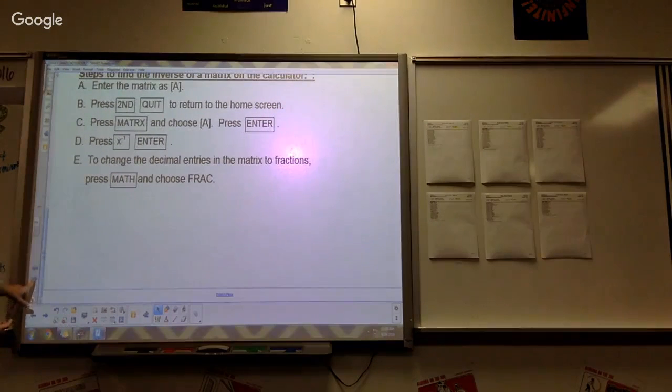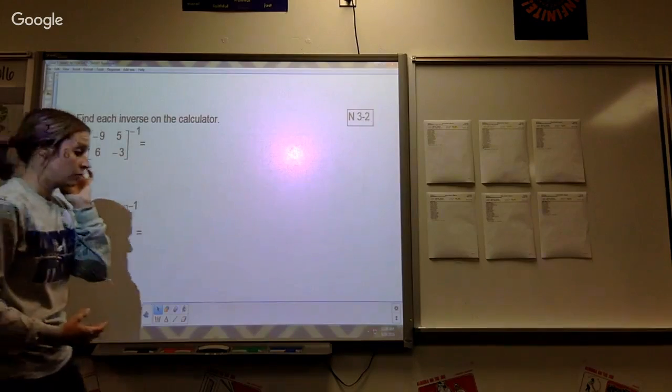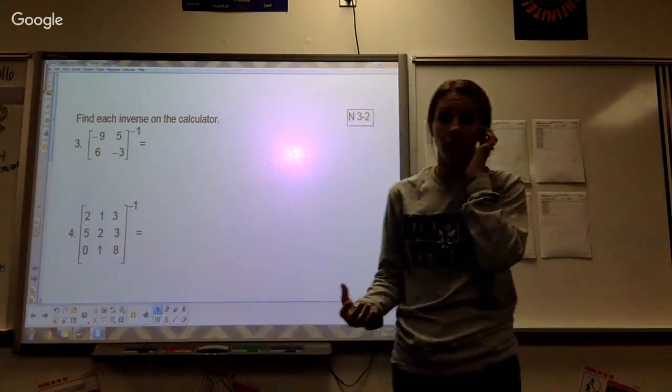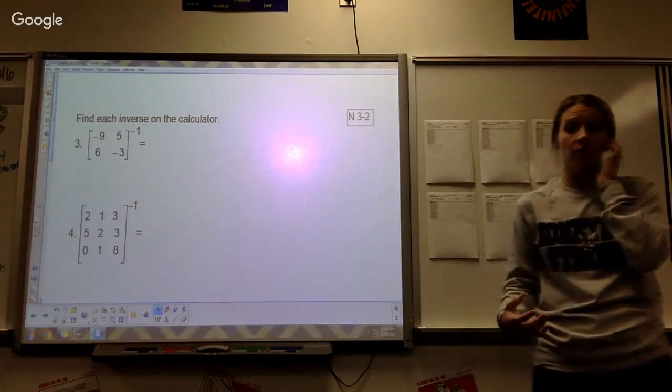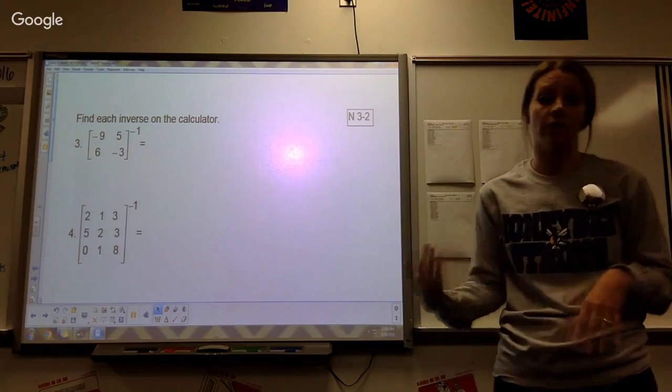Okay, so let's look at the back here. Now we're going to find the inverse on a calculator. So the inverse of a matrix. Before we talk about an inverse of a matrix, let's talk about the inverse of a number.